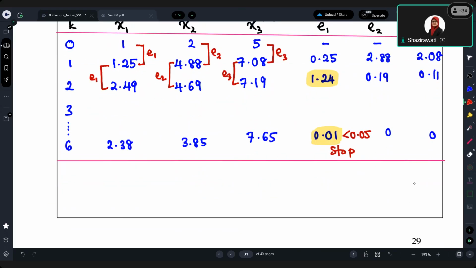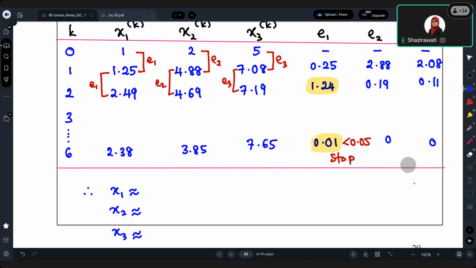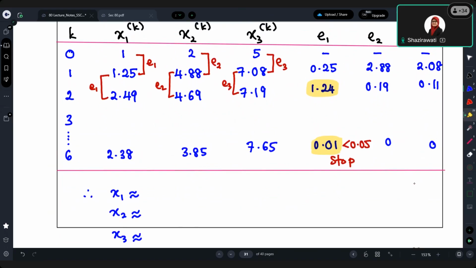Okay, so once you have stopped, then you must make a conclusion because our intention at the first place is to know x1, x2, x3. Okay, so you tak boleh berhenti dekat sini saja. So you need to write therefore your final answer, what is x1? Because itu kita punya jawapan akhir sepatutnya x1, x2, x3. So x1 is approximated to the latest x1 in your calculation. So your answer will be 2.38, 3.85 and 7.65.